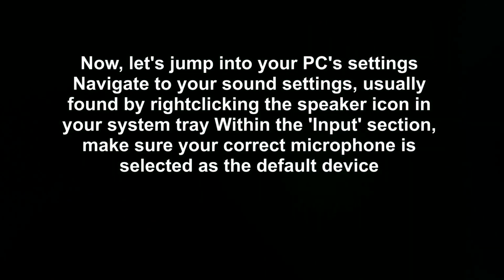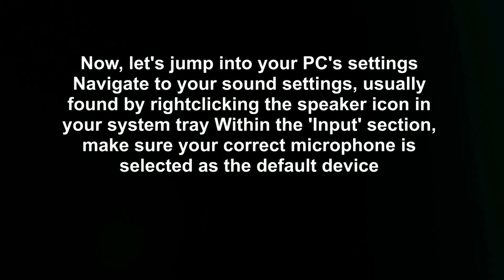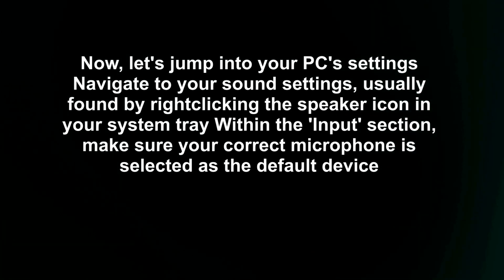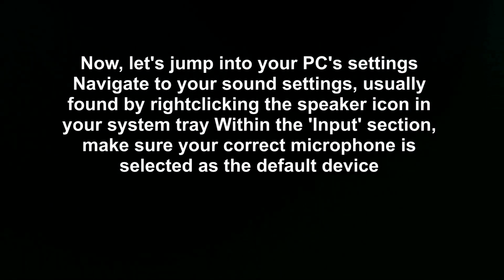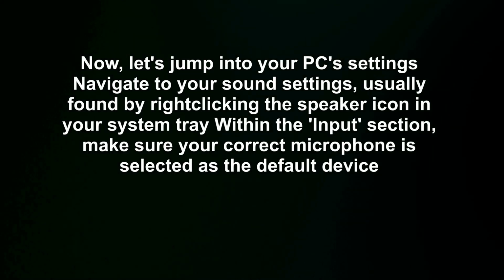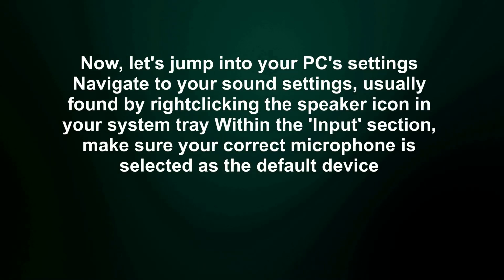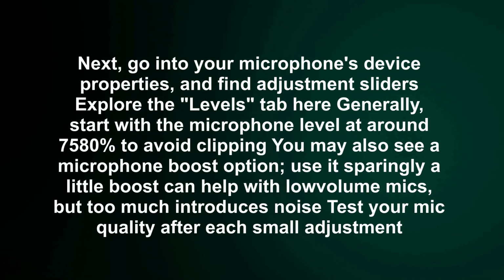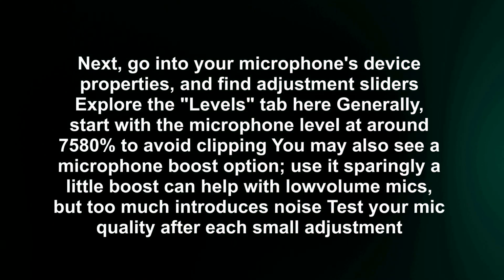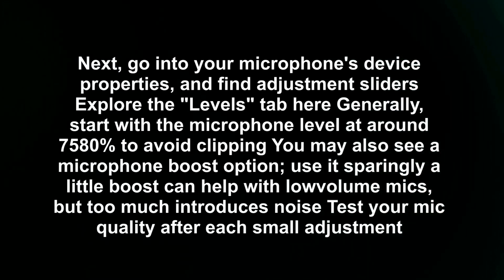Now, let's jump into your PC settings. Navigate to your sound settings, usually found by right-clicking the speaker icon in your system tray, within the input section. Make sure your correct microphone is selected as the default device. Next, go into your microphone's device properties and find adjustment sliders.